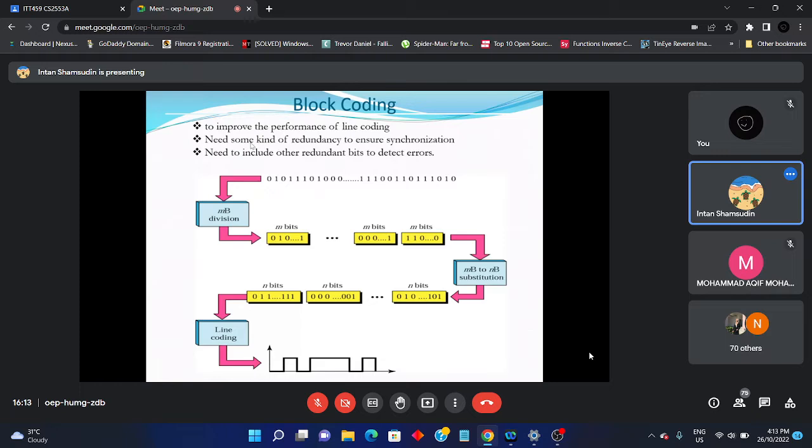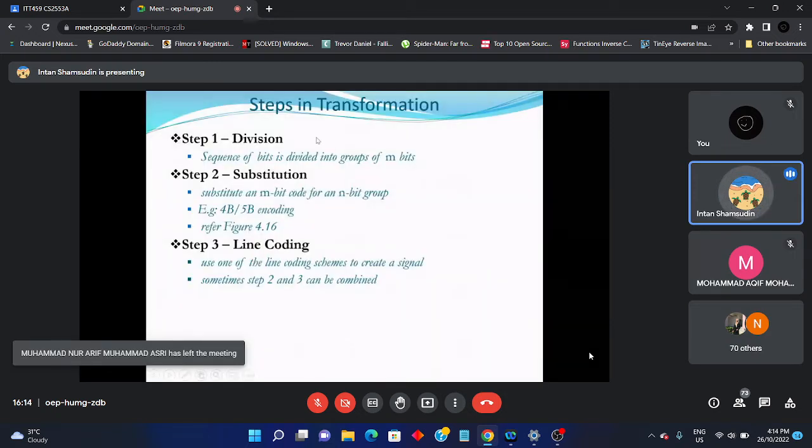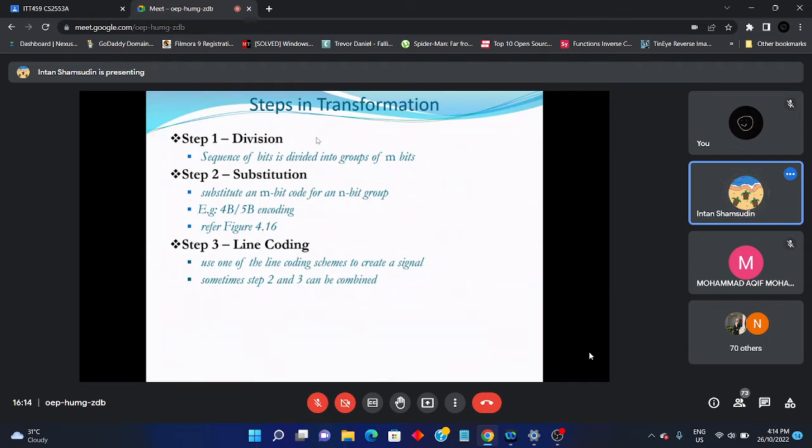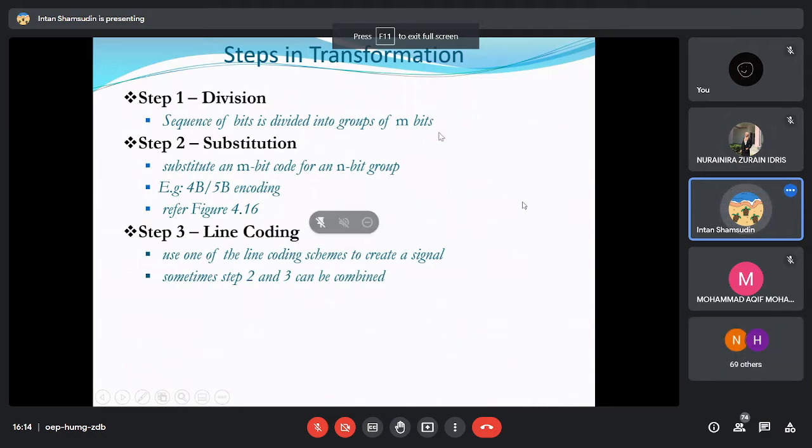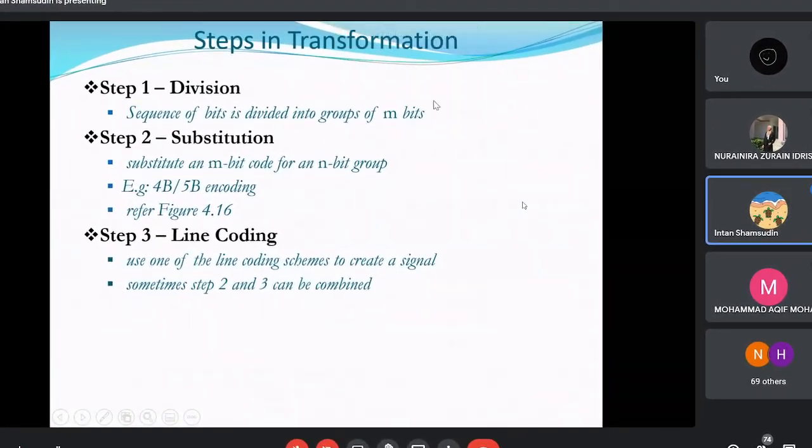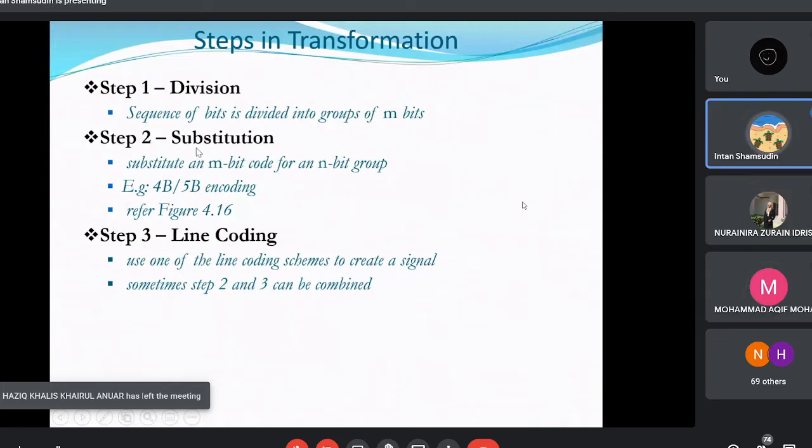So usually for block coding we use MB/NB blocks, right? Usually N is bigger than M. Let's look at the steps in transformation. Step 1 is division. Sequence of bits is divided into groups of M bits. Step 2 is the substitution. It will substitute M bits for an N bit group.